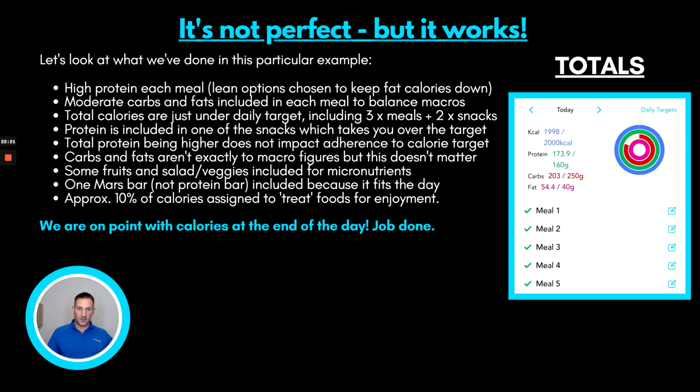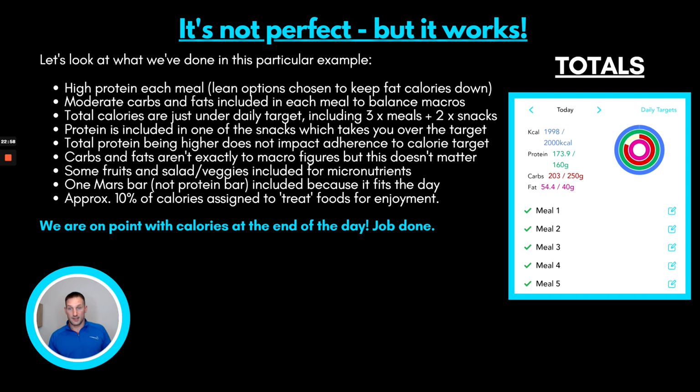Because if you are aiming to lose weight and we want to lose body fat, we need to be adherent to the calorie target, and that is the highest priority. If you're not perfect with the macros, we can work on that later, but calories are the big concern first and foremost. Carbs and fats aren't exactly to the macro figures as I just explained, but this doesn't matter because we have that flexibility. We have some rough targets to aim for as a guide, but day to day we can be very flexible with this, providing we keep those big rocks in check, which is the calories and the protein.